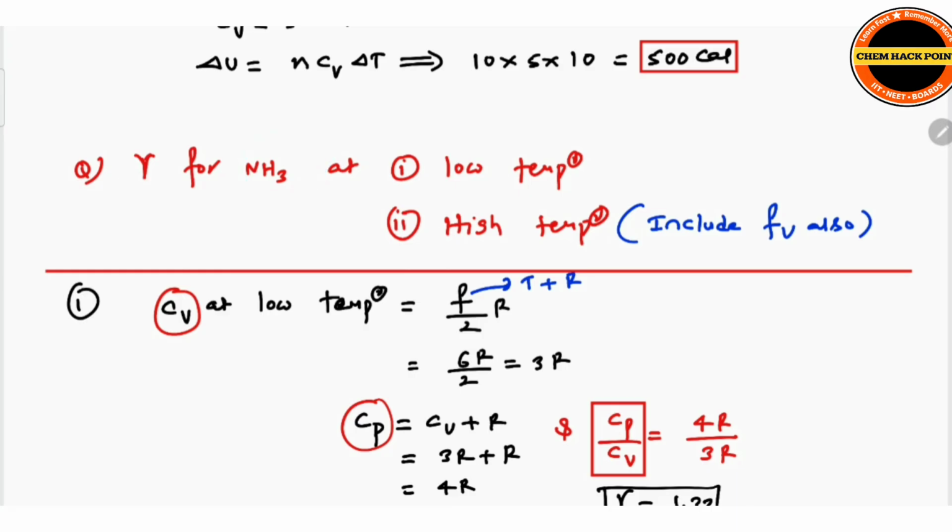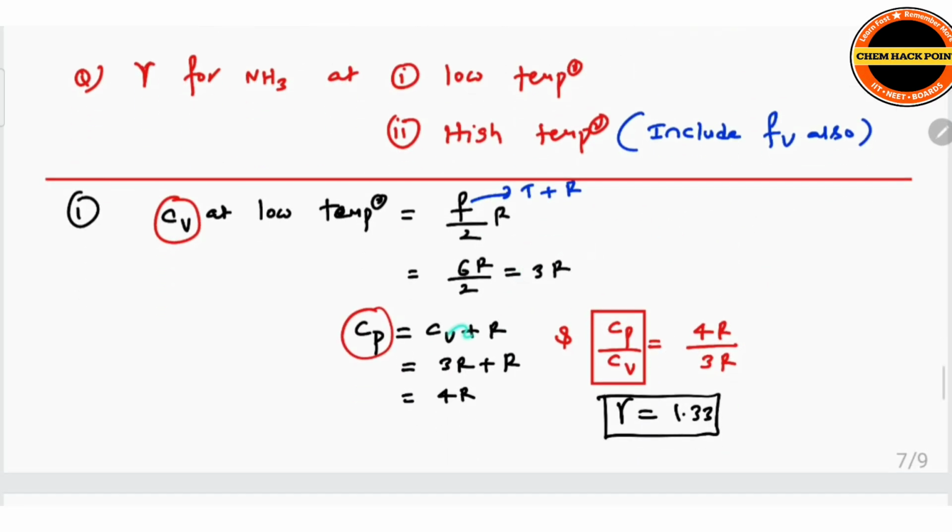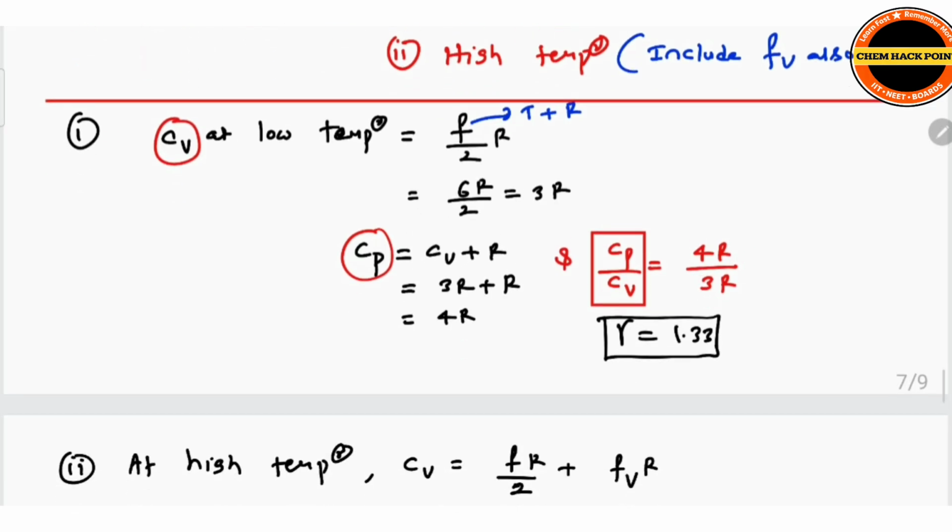Tetraatomic gas. Even for a tetraatomic gas, what are the maximum values? Tetraatomic or pentaatomic, whatever it is, the maximum values are 3 translational and 3 rotational. So 6R by 2, which is 3R. Cp value is Cv plus R, which is 4R. So Cp by Cv is gamma, so 4R by 3R, which is gamma, is 1.33.